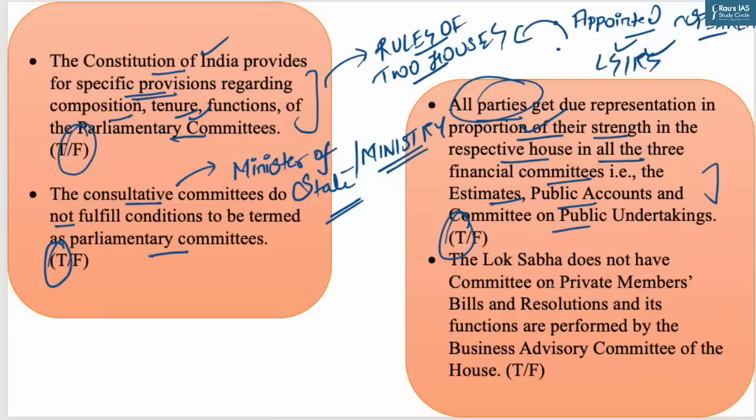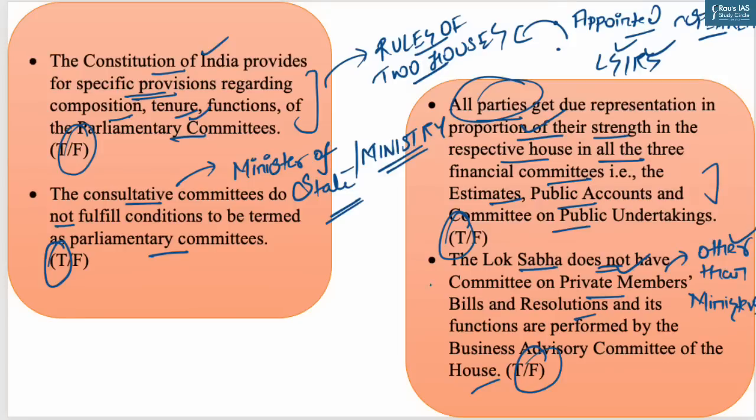Now let's come to the last statement. The Lok Sabha does not have a committee on private members' bills and resolutions, and its functions are performed by the Business Advisory Committee of the House. Now this statement is false, because this committee relating to day-to-day business of the House classifies bills and allocates time for the discussion on bills and resolutions introduced by private members. Who are private members? Members other than ministers.